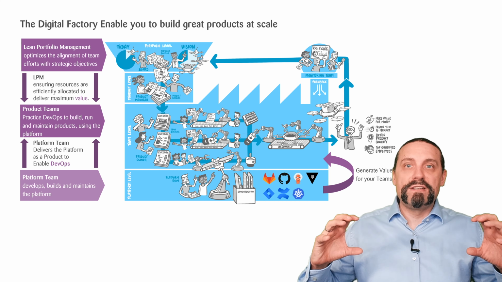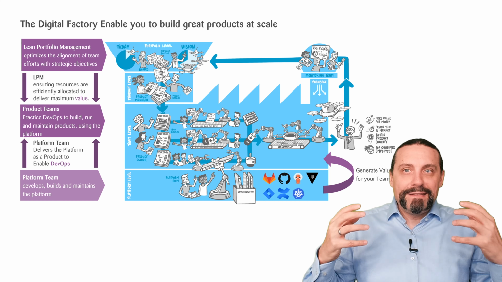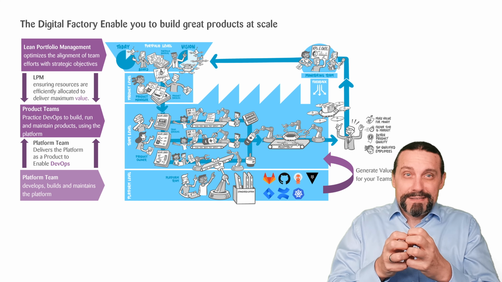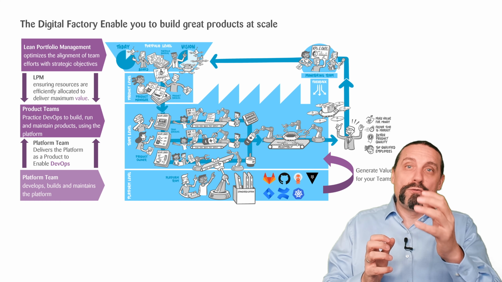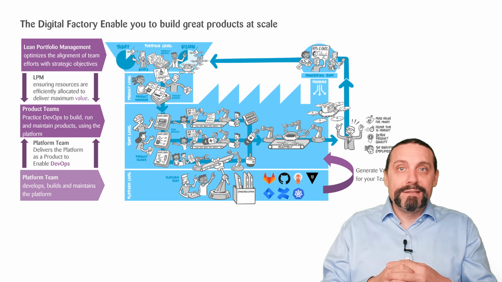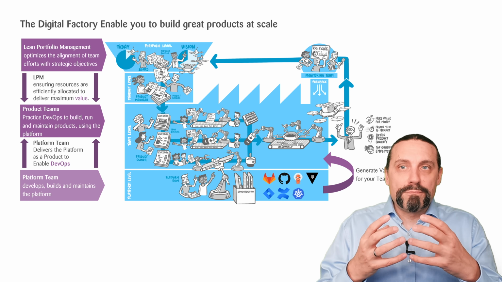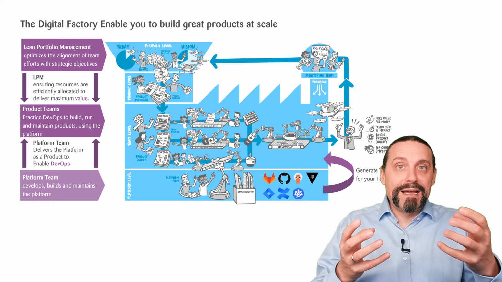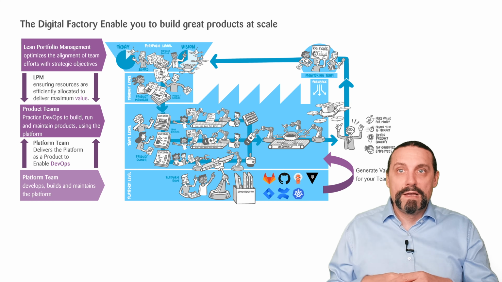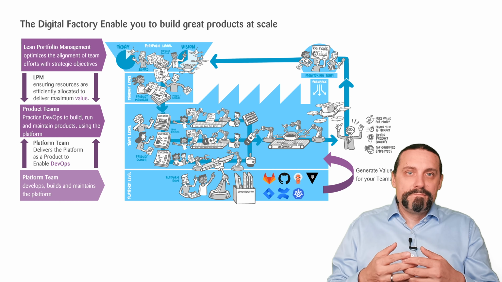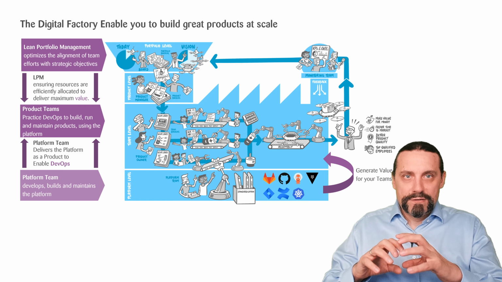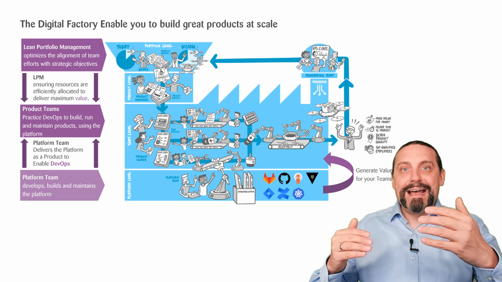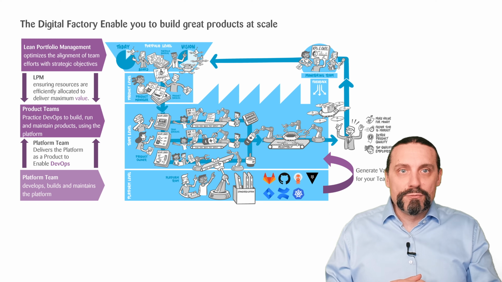On the foundation of your digital factory, you have the platform team. They develop, build and maintain the platform which provides all of the tools, standardization, everything which is needed for the teams to create their products. And then you have the product team, which creates, develops, builds, runs and maintains their products. The lean portfolio management aligns the strategy with the execution. The platform team builds the foundation of your digital factory and enables the product teams to do DevOps.